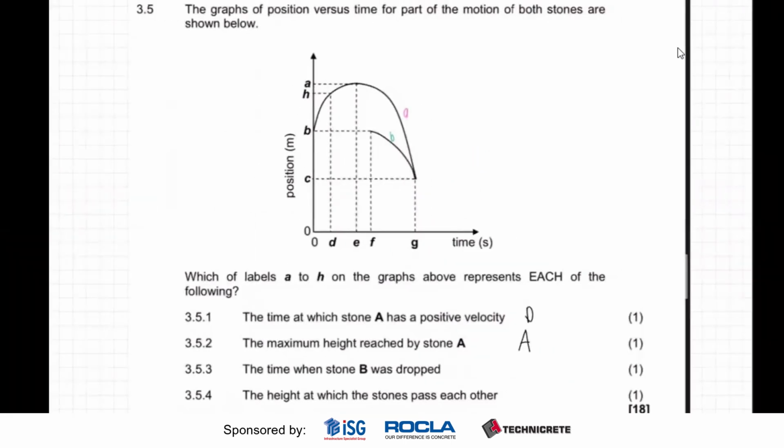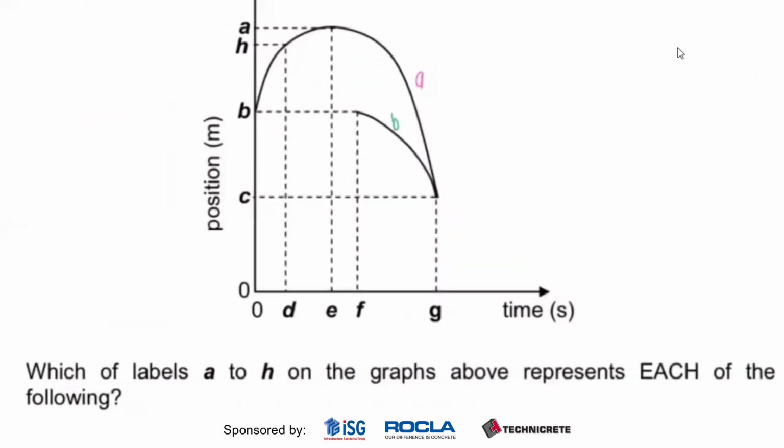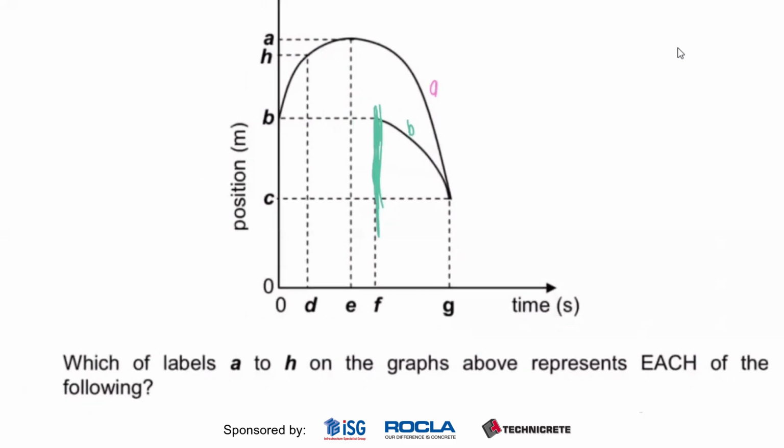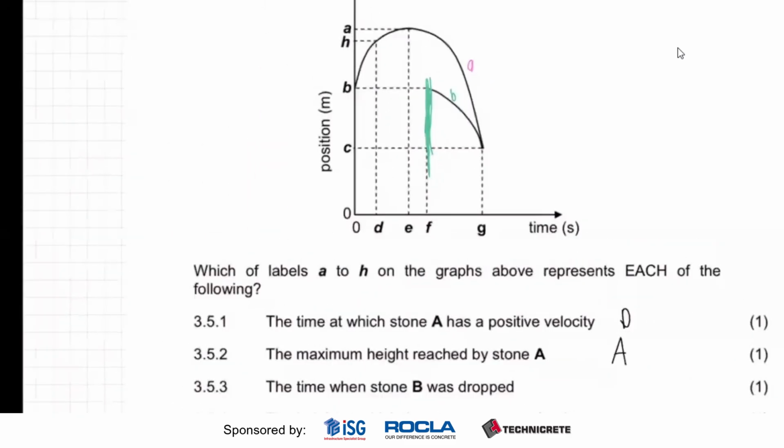So what is the time at which stone B is dropped off? Stone B's graph only starts over here at F. That is telling us that there was no movement of stone B before time F. So before time F, stone B was at a standstill, the person was holding it, it was on the ground, something like that. So movement started at time F, which means that time F is the time when stone B was dropped.